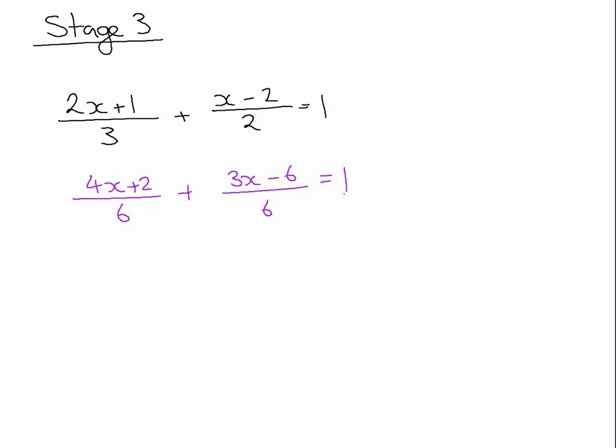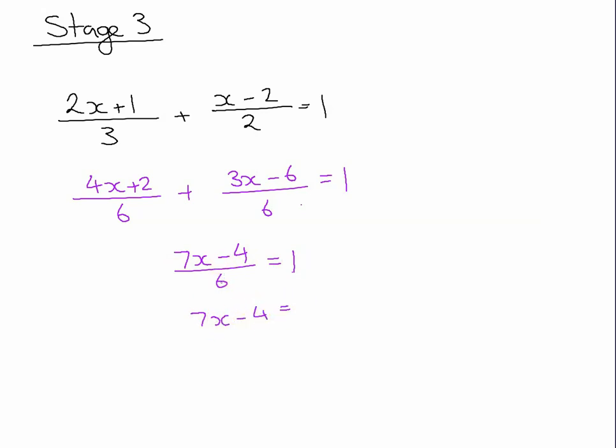Let's pop the equal 1. Don't ever lose your equation. And now let's just combine them. So we have 7x minus 4 all over 6 is equal to 1. And you can see we're back to stage 1, and that's why it's really important to understand it. So I'm going to times by 6 first to get rid of the fraction.